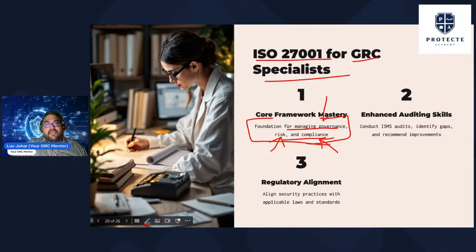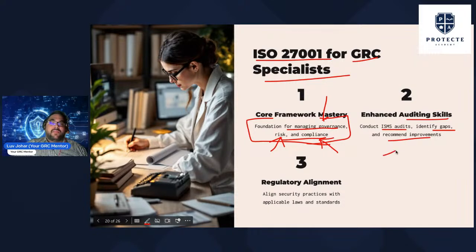And definitely you understand practically how these are important things. What happens if there is non-compliance with the policy? What happens if the risk assessment is not carried out at periodic intervals? You leave it for 6 months, then what are the issues? So all these are practical things which we discuss in the classroom environments. Okay, then enhancing the auditing skills as well. You are basically conducting the internal audits. ISMS audits are there. You identify the gaps and you recommend improvements as well.